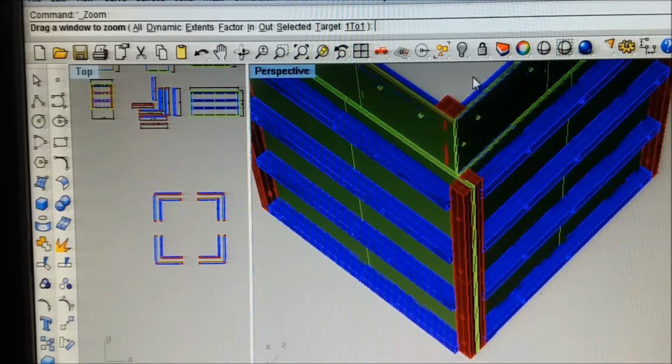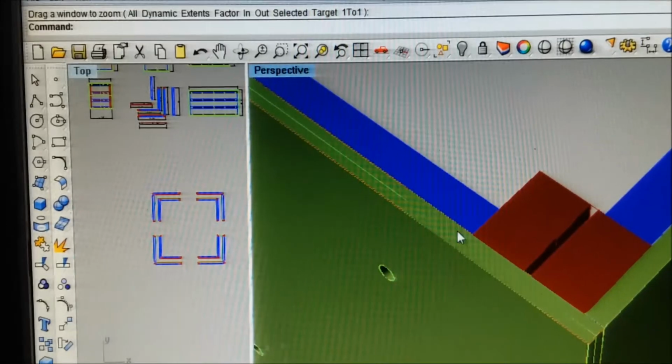I'm not on my mouse pad. That's why this mouse has got a mind of its own.